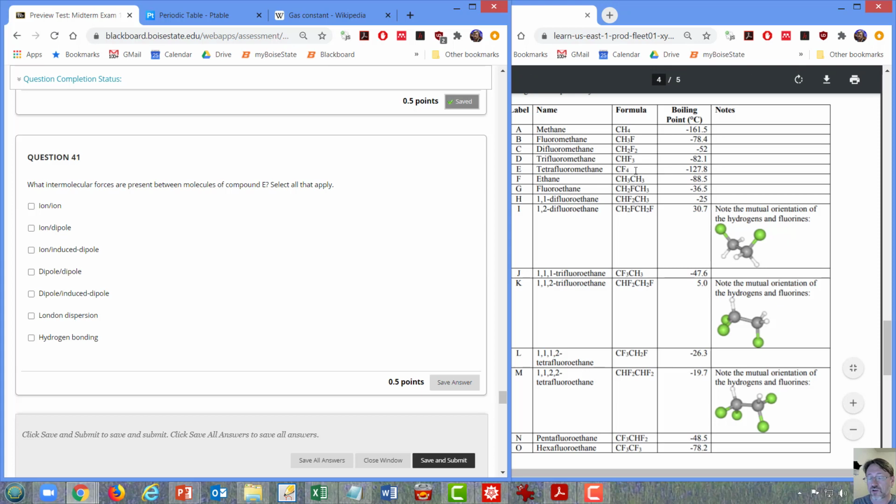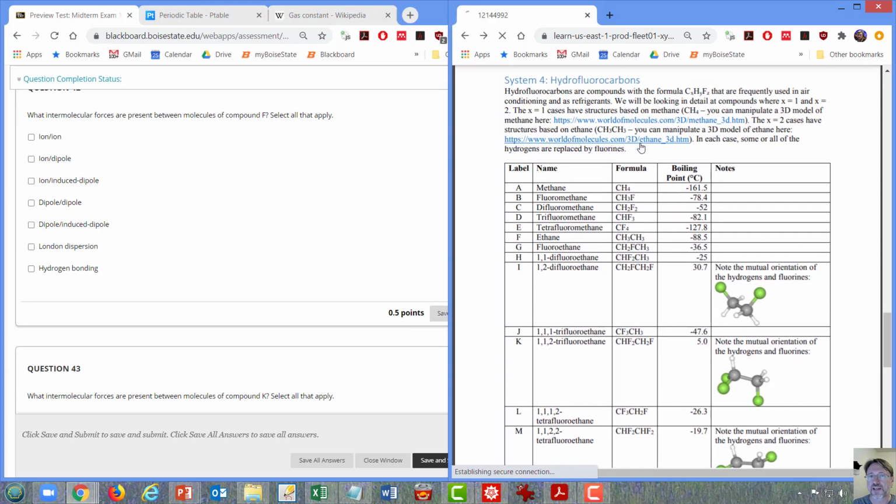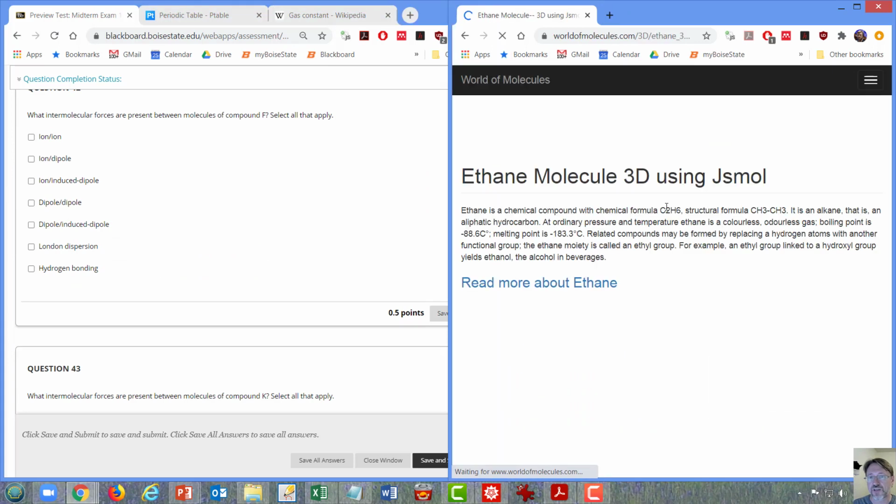So that means they're all going to cancel out, and it is going to be nonpolar. So London dispersion is the only one you have. Compound F. Okay, this one probably requires taking a look at it because it's not just a tetrahedron.